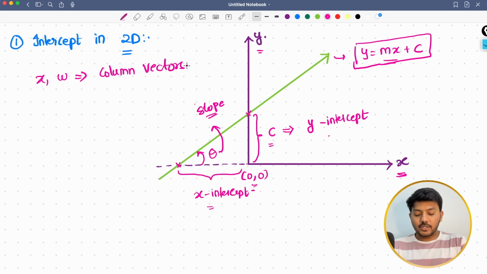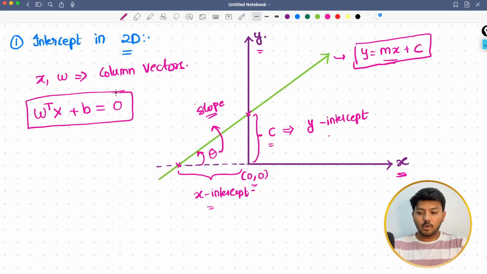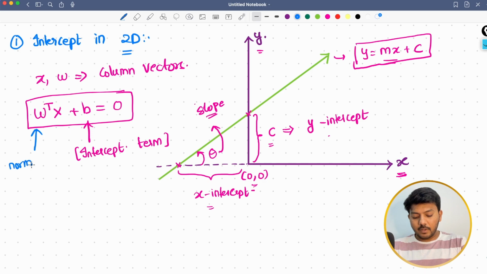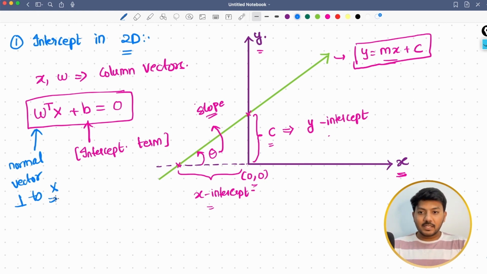In the previous videos, we have also seen that if x and w are column vectors, what is the equation of the line? W transpose x plus b equal to 0. If you remember this, good; if you haven't, please watch our previous videos. In this, we call b the intercept; actually, we call it the intercept term. We will understand the difference between intercept and intercept term when we talk about n dimensions. And w is a normal vector perpendicular to the plane. Clear? So this is our representation of a plane pi in n dimensions.